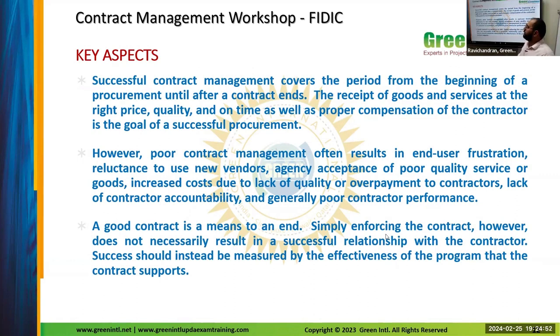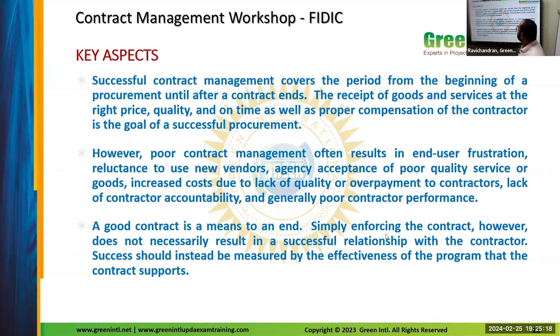time. These things will always be mentioned in the contract, and the work which is done or the goods being supplied has to fully comply with whatever is mentioned in the contract document. And at the same time, the contractor should get his compensation as per whatever payment schedule is mentioned. That is the main goal of a successful procurement.